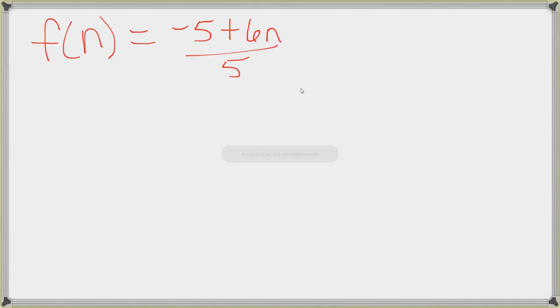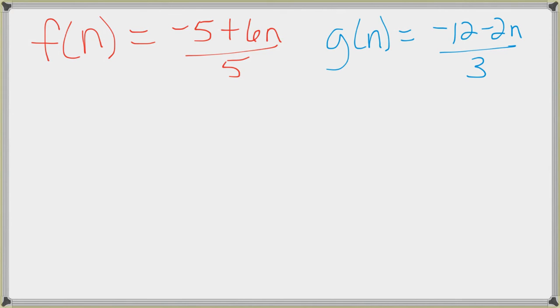There we go. F of x equals, or f of n equals negative 5 plus 6n divided by 5. g of n equals negative 12 minus 2n divided by 3. One thing I notice when I see this, 12 is not divisible by 5. So I'm thinking this one might not be inverses, but we'll see. So what are we going to do? We're going to take g of n and plug it into f of n. Then we're going to take f of n and plug it into g of n.